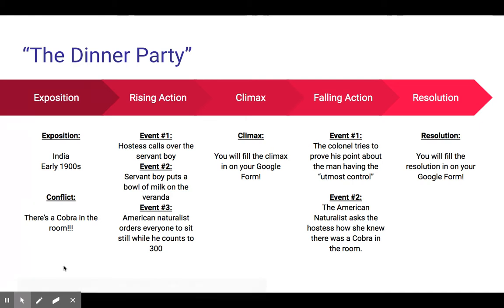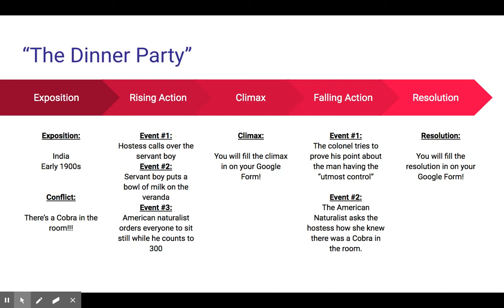Okay, so let's move into something a little more complicated. So this would be your plot chart for The Dinner Party, which is the story that we read not last week, but the week before about them being in India and having a dinner party. And you see the hostess, the American naturalist sees the hostess talk to the servant to get a bowl of milk out on the veranda.